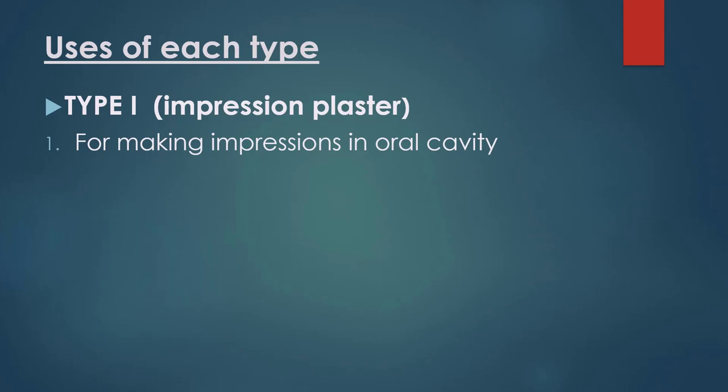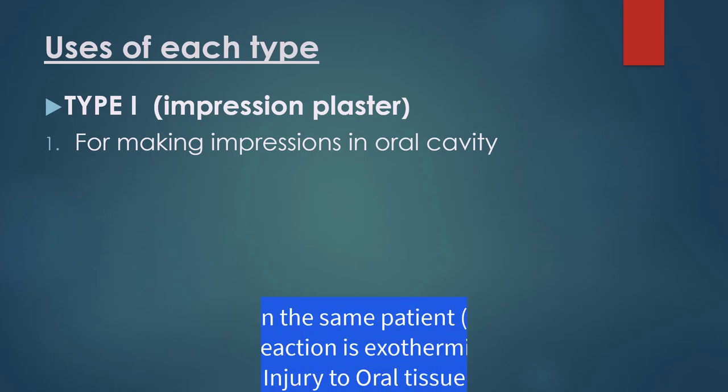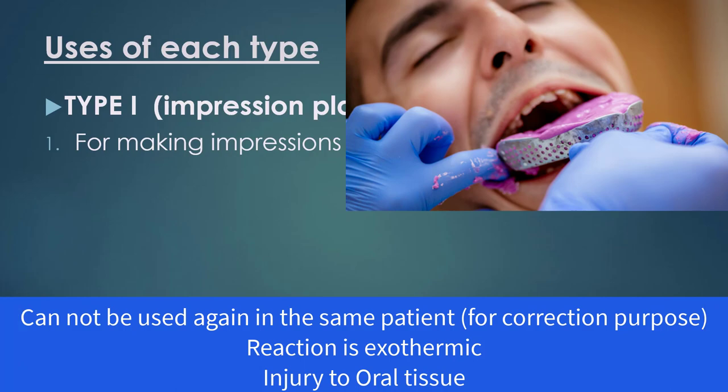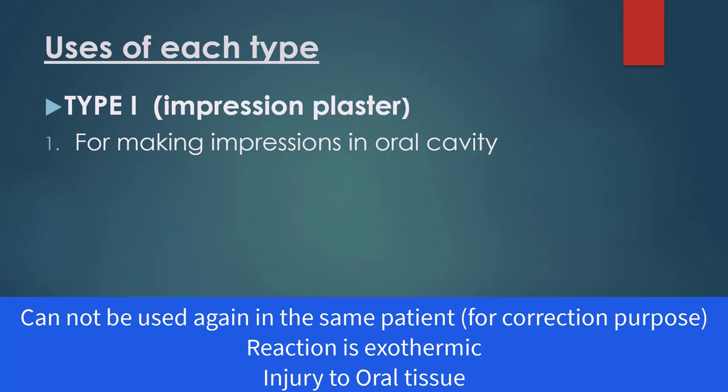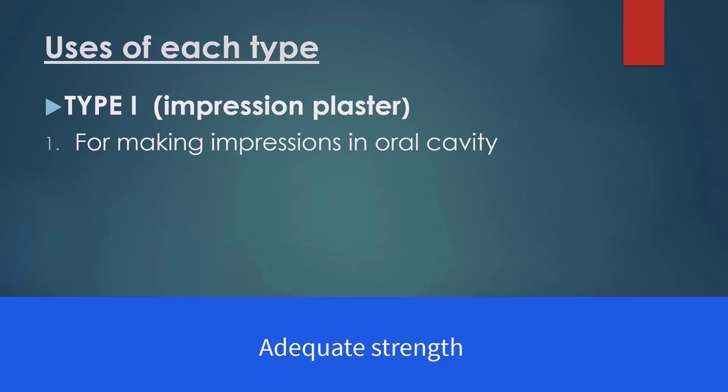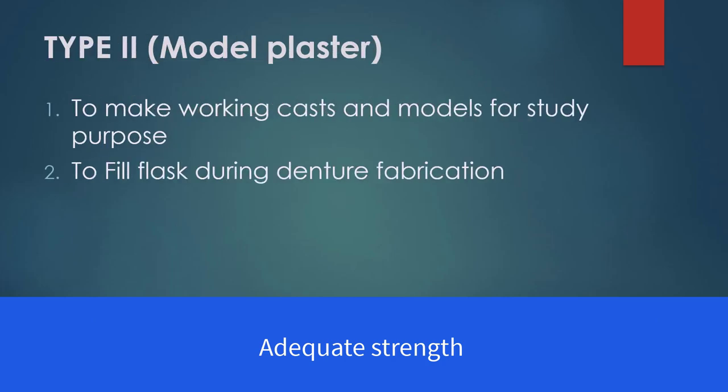The various types of gypsum products have variable uses in dentistry. The first, or type 1, as the name itself suggests, is used in making impressions in the oral cavity. Since the material cannot be reused once the mixture is set, and the reaction is slow, which makes it slow for the mixture to set, and the reaction is an exothermic one, it might cause oral tissue injury to the patient while making the impression. So the use of this type is quite narrowed down nowadays, and we use other materials for impression making. Type 2 is the model plaster.